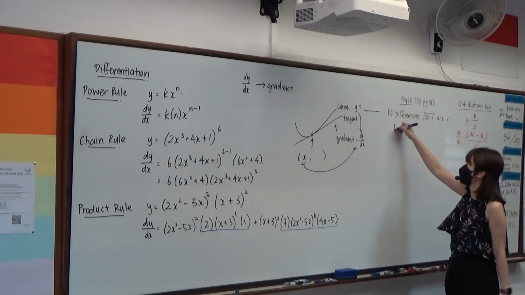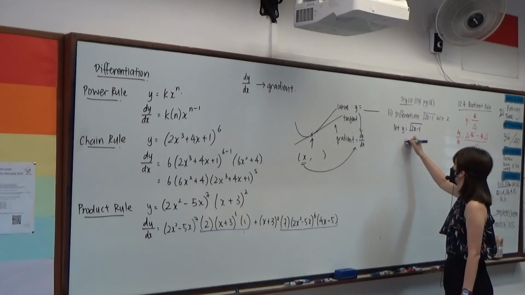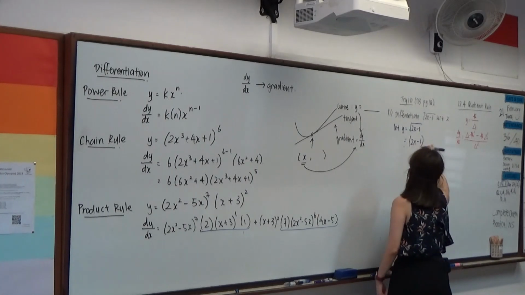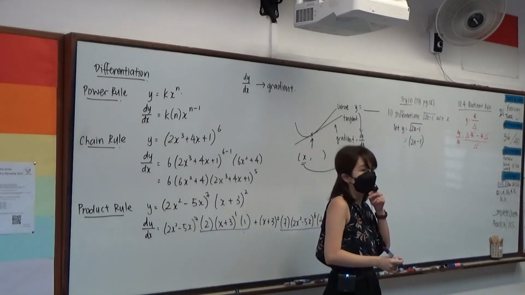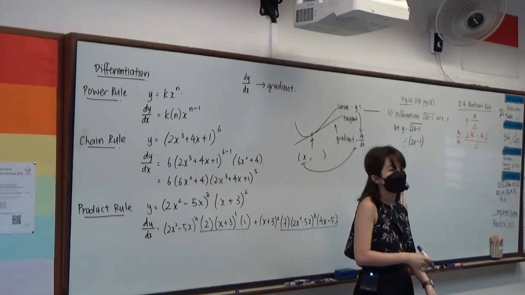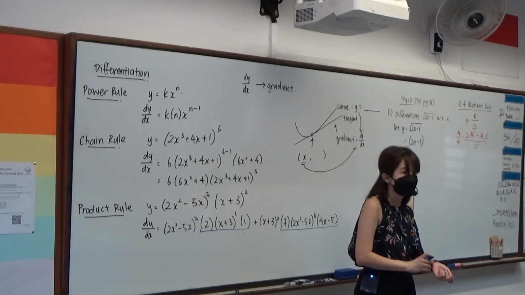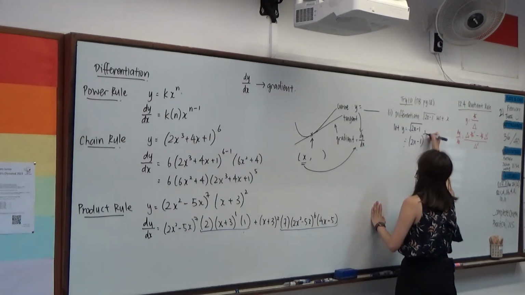So we will start off with letting y equals square root 2x minus 1. That is 2x minus 1 to the power of what? Half. Is it? Yes. So to the power of half.